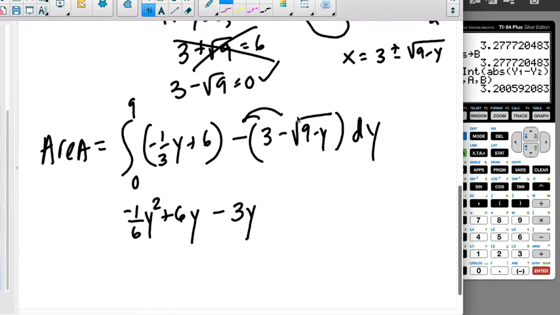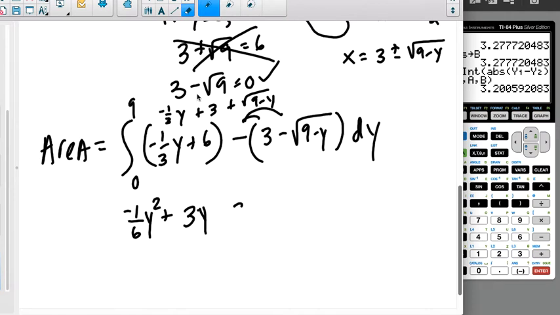And then this is technically u sub, where the inside is the 9 minus y. So let's just make our lives slightly easier for a sec and distribute this negative and make this a negative 1/3 y plus 3, right, because it'd be 6 minus 3, plus a root 9 minus y, dy, that's what would be in here. So this is plus a 3y.